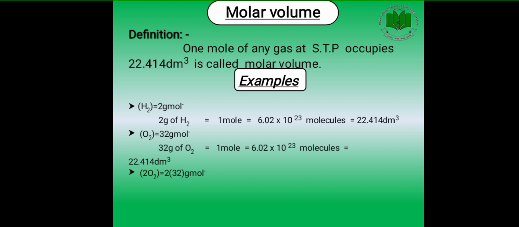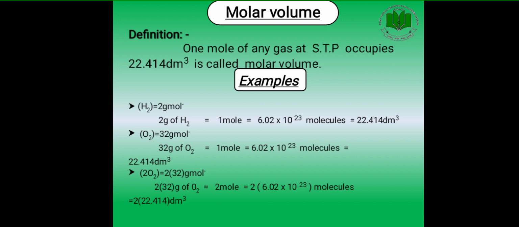And what happens if you have 2 moles of a gas? Then obviously it will occupy the volume 2 into 22.414 decimeter cube. So as you increase the number of moles, the volume occupied will also increase in the same proportion. Means अगर आप 1 मोल की बात करते हैं तो 22.414 decimeter cube volume occupy होगा. And if you talk about 2 moles, then 2 into 22.414 decimeter cube. If you have 3 moles of a gas, then the volume occupied will be 3 into 22.414 decimeter cube, and so on. So this was all about revision.